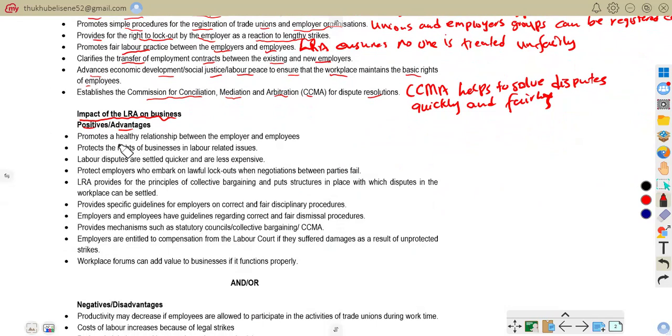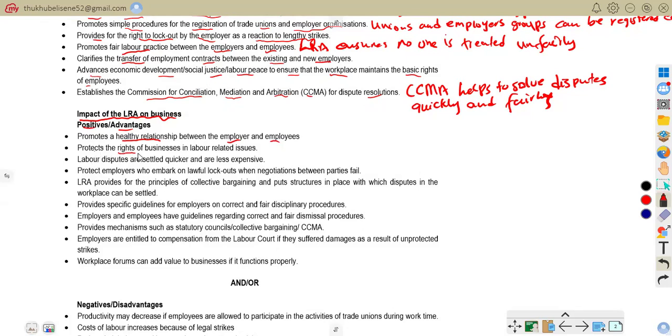As it says, it promotes a healthy relationship between employer and employee. It means there will be a better relationship, better communication, which is going to reduce the conflict in a company. So that is that.